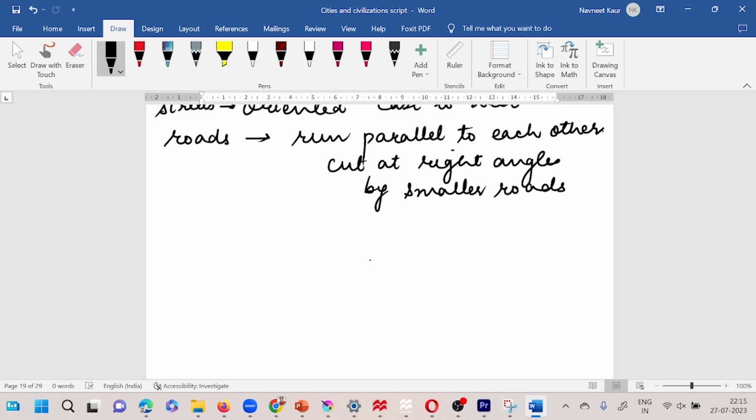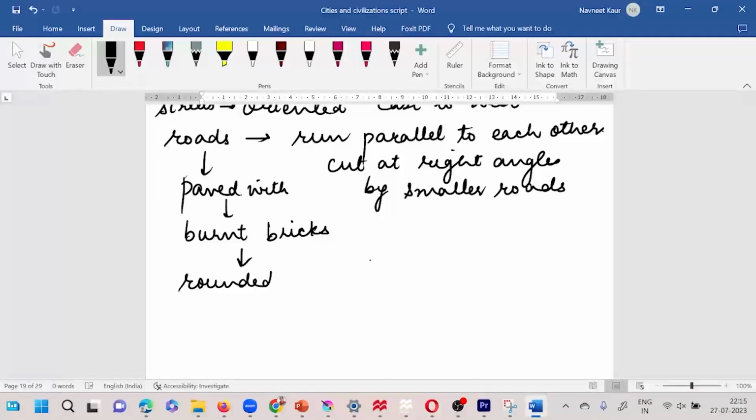These roads were paved with burnt bricks and were rounded off at corners so that the cart traffic could flow smoothly.